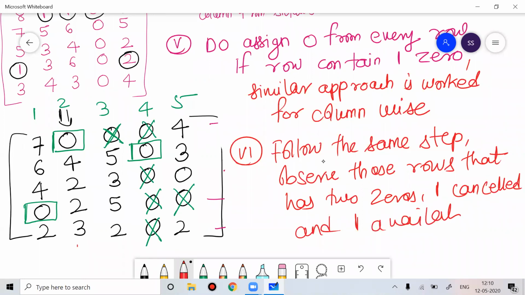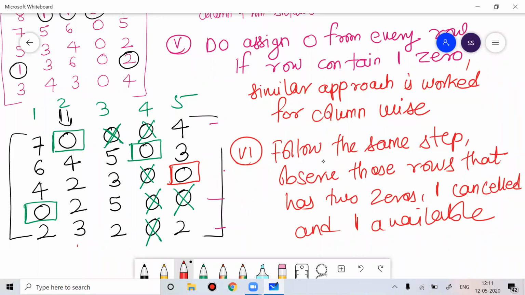So you have to understand you are playing a game. First what you did, you saw those rows which have only 1 zero. Then you'll see those rows which have 2 zeros, one is cancelled and one is there. So if you see row 1, nothing's there, row 2, nothing's there, row 3, it has 2 zeros, one cancelled and one is there. So now you'll do assignment to that. Row 4, nothing is there, row 5, nothing is there, then column 1, column 2, nothing is there. So what you have done, guys, I repeat this step.